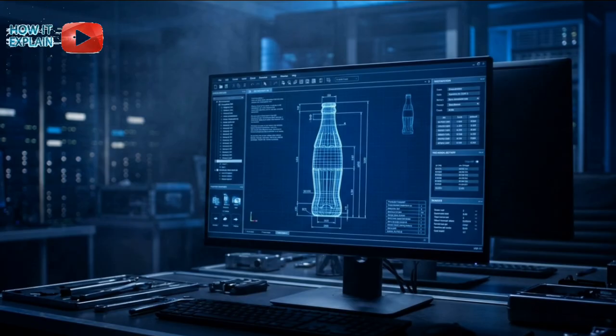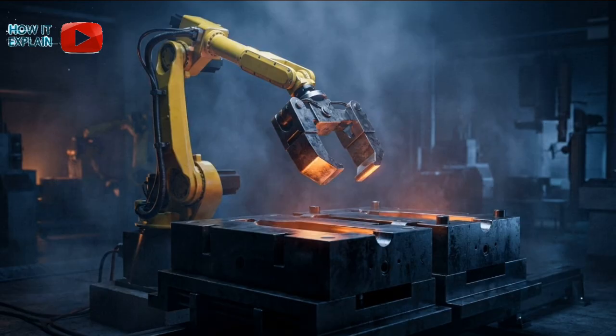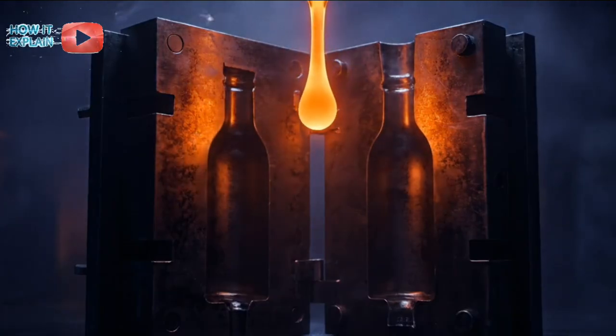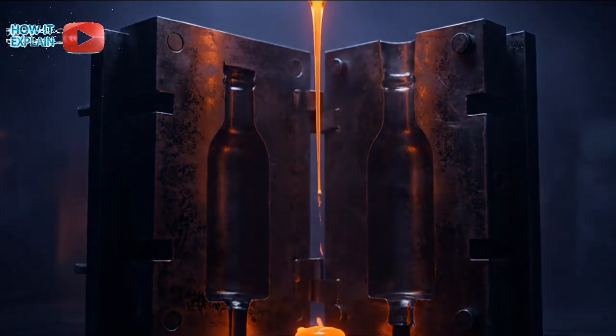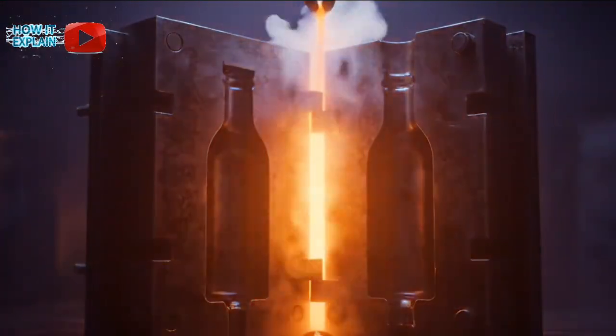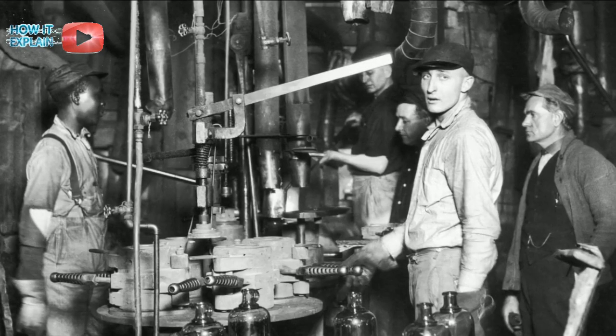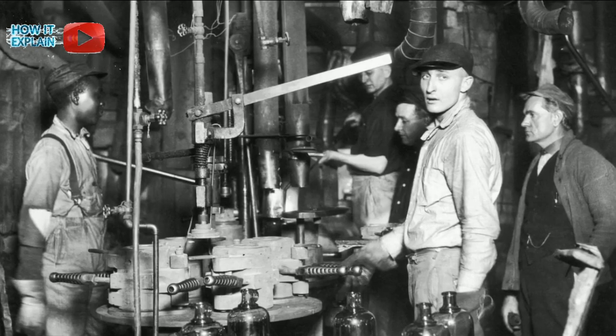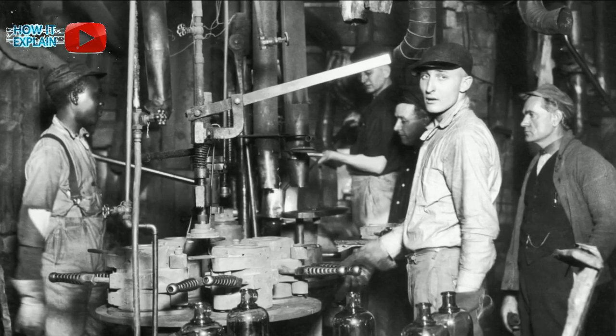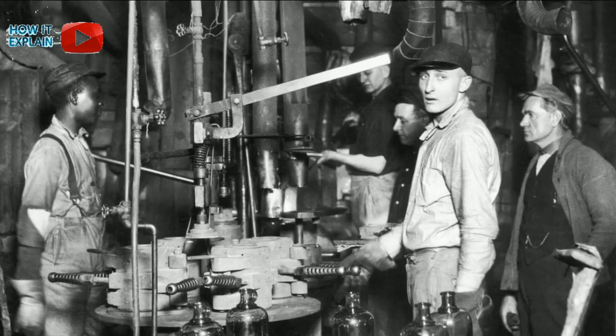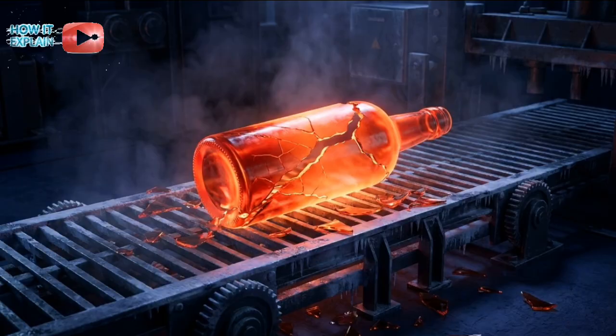To turn this liquid into a usable product, engineers use CAD software to design precise molds. These designs guide the robotic double-blow production lines. Drops of liquid glass fall into the molds and are blasted with high-pressure air. The glass takes its final shape in a matter of seconds. Modern automation has replaced the labor-intensive methods of the past, where teams of workers manually operated mechanical levers to shape every individual piece. However, the new glass is still extremely hot.